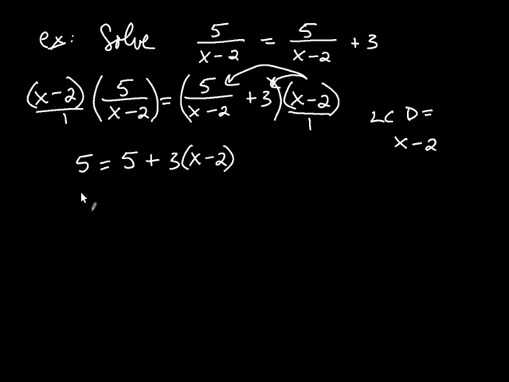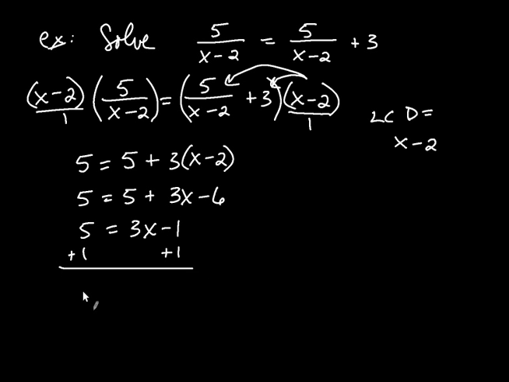Okay, let's go ahead and solve that. 5 is equal to 5 + 3x - 6. And combine like terms on the right. So 5 is equal to 3x - 1. And now if I add 1 to both sides to get x by itself, on the left it's going to be 6, and on the right, it's going to be 3x. And now divide both sides by 3. And I've got x is equal to 2.